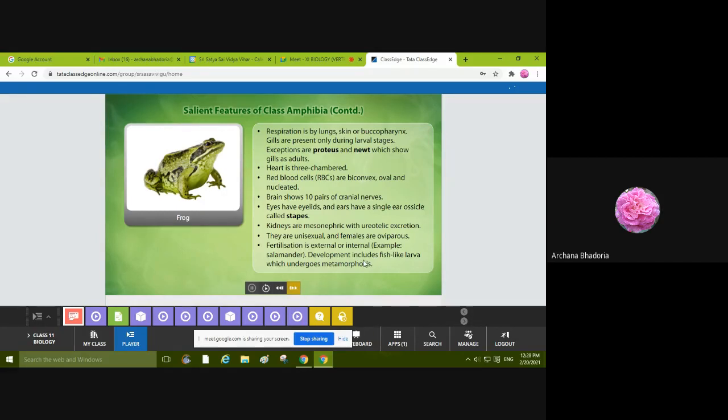What type of development do they show? Frogs, tell me quickly. Direct development or indirect? Indirect. What is the meaning of indirect, children? ये याद हो जाना चाहिए. Whatever, remember children, whatever I am asking again and again, that's important for your exam. What is direct development and indirect development?